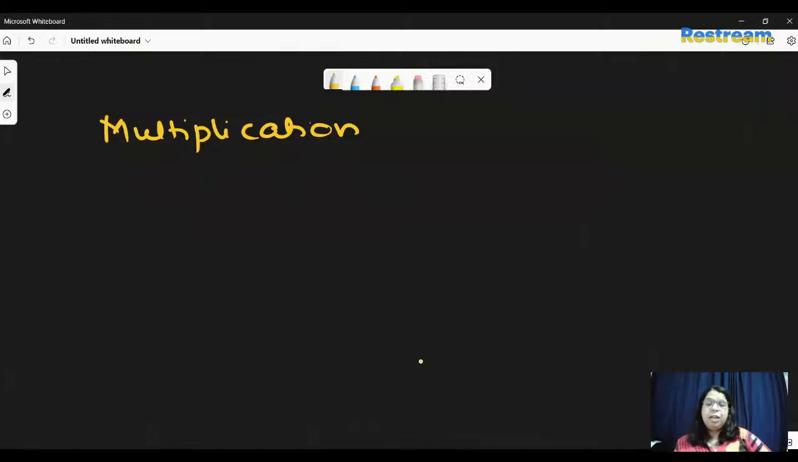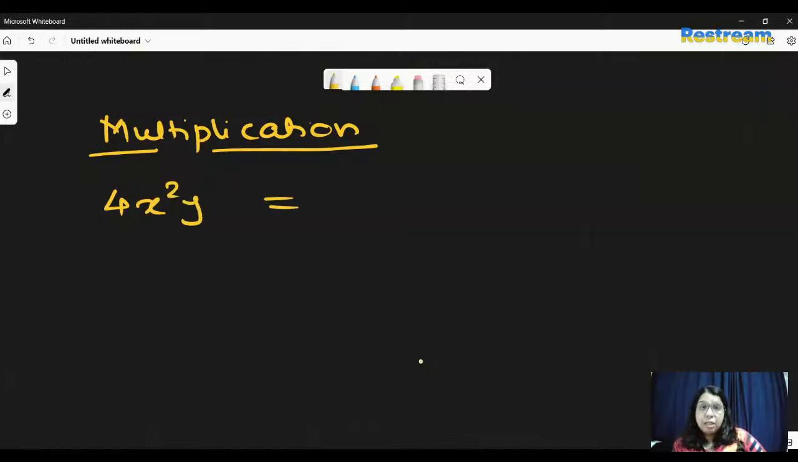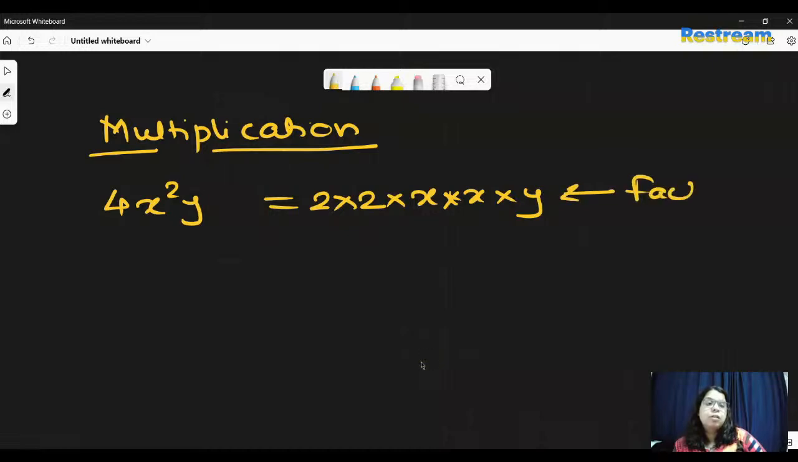Now before we do multiplication, whenever I have a term, let's say 4x square y, I can write it into its factors. We have learned factorization before, right? So I can write it into its factors. So 4 is factorized into 2 times 2 multiplied by x times x multiplied by y. Okay. So this is called factors. These are the factors. So you have to remember this. Just remember for now. I will tell you why I am emphasizing on this.